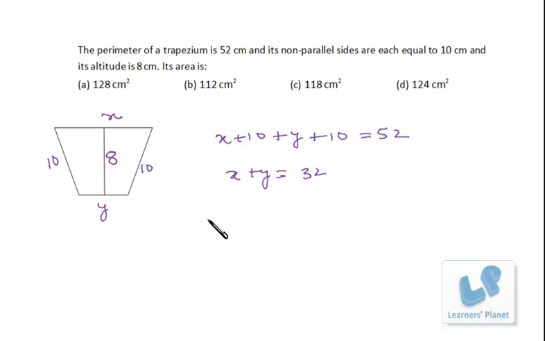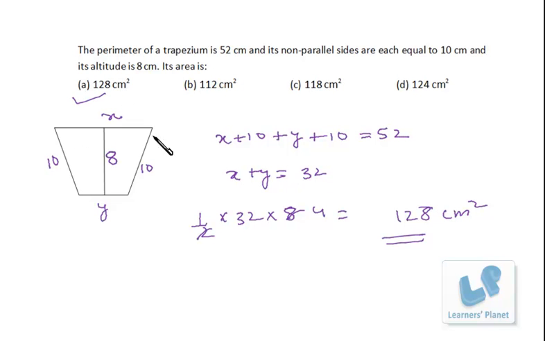Okay, now what is the area of the trapezium? That is half sum of parallel sides into distance between them or altitude. Okay, so it's 128 centimeter square, as simple as that. I hope you are clear.